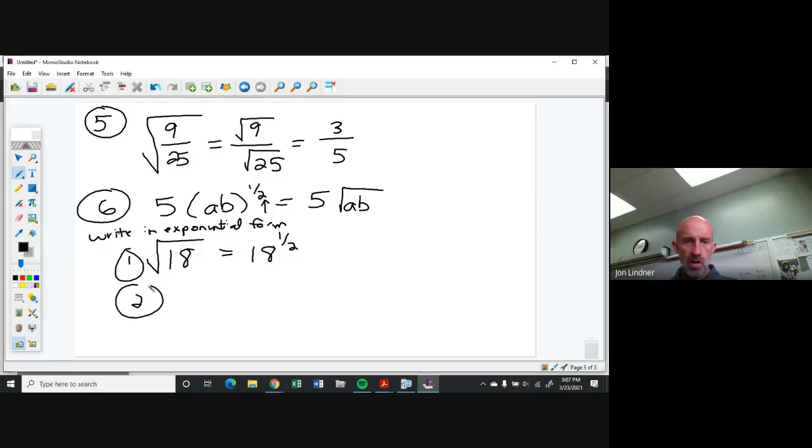What if they gave you the cube root of 18 all to the 4th, something like that? Well, that would be 18. My root is 3, and we're raising the whole thing to the power of 4, like that. So that gets us a great start on rational exponents today.